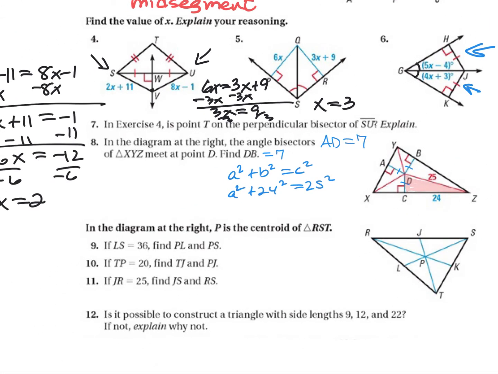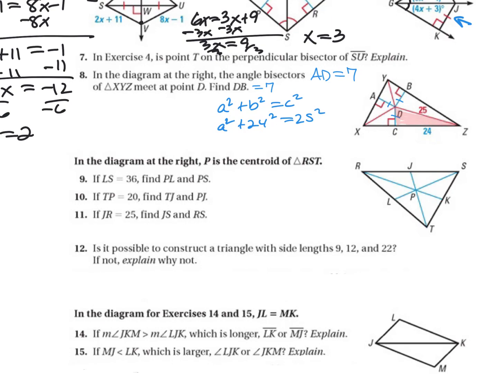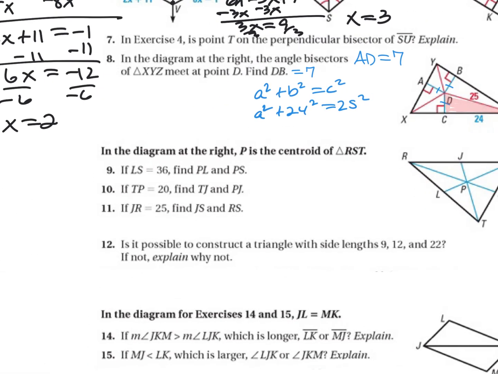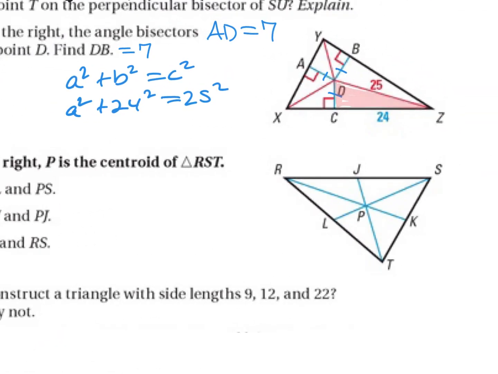For the next one, this is the 2/3, 1/3. That's going to be the length of this centroid. So for the first one, they're giving us the length of LS, which is right here. And they told us LS, the whole thing, was 36. So this is going to be my 1/3 piece. This will be my 2/3 piece.